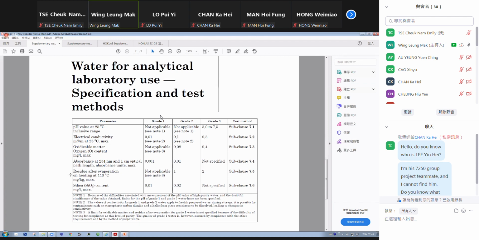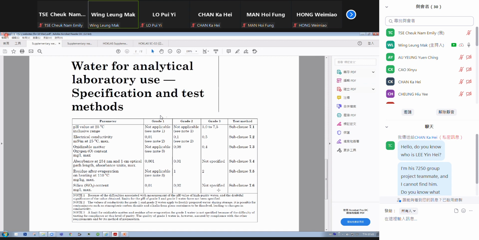Residues, of course, refers to the water containing any residues. Dissolved ions should be very small. And silica is a common contaminant from the environment to the water. Okay, grade 1, 2, 3.